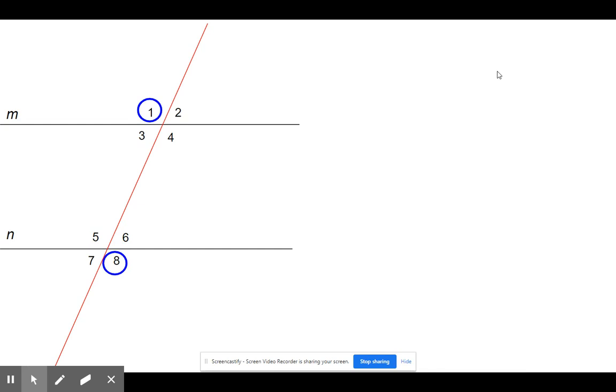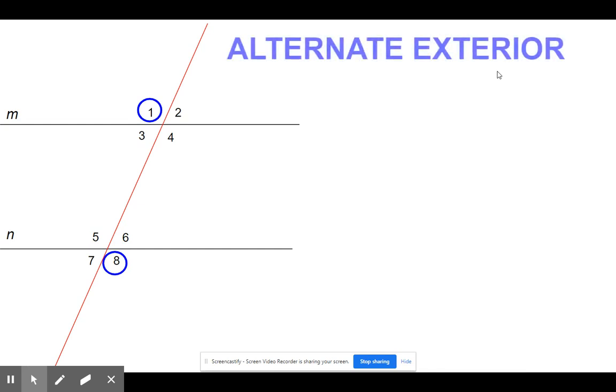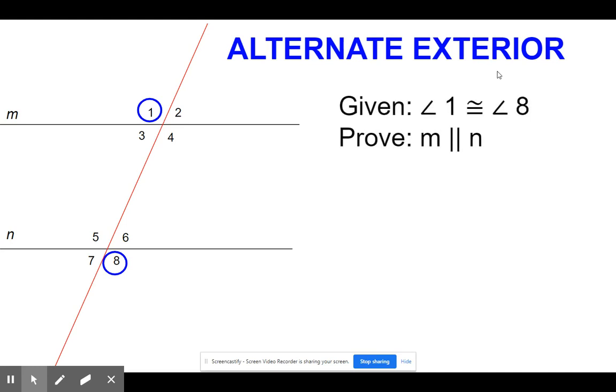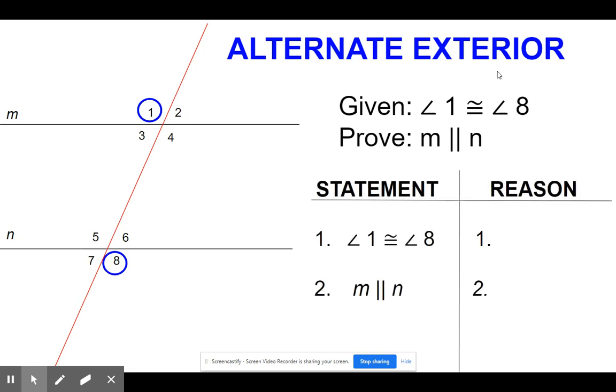1 and 8, what type of angles are these? Good. If we are given that these alternate exterior angles, angle 1 and 8, are congruent, we can prove lines are parallel. Number 1 statement is angle 1 is congruent to angle 8 with the reason given. What is the second reason? If alternate exterior angles are congruent, then their lines are parallel.